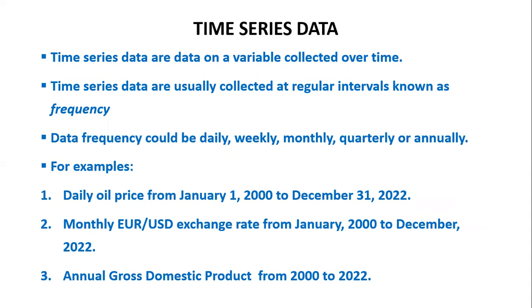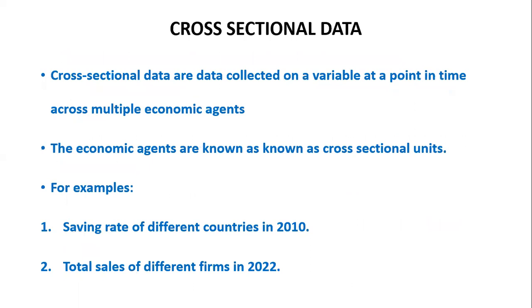For examples: one, daily oil price from January 1, 2000 to December 31, 2022. Two, monthly Euro-US dollar exchange rate from January 2000 to December 2022. Three, annual gross domestic product from 2000 to 2022.